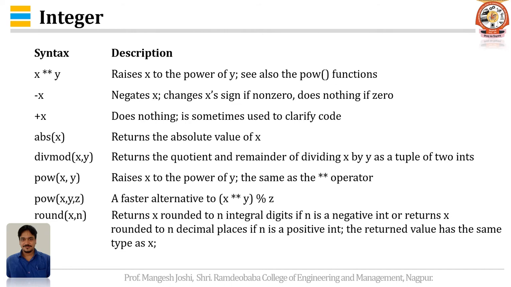If you want to compute x raised to y, you can write x double star y. It is similar to your power function pow. Again, if you want to change the sign of a variable, that is minus x; plus x as such does nothing. Then abs returns the absolute value of x, whether it is positive or negative. It will always give you the positive value of x. So there are multiple functions that can perform operations on integer variables.